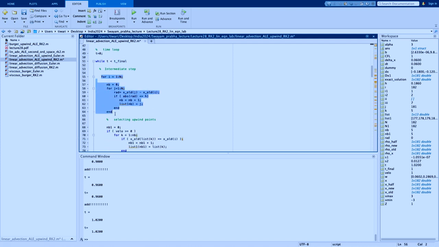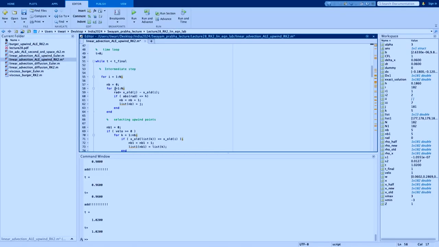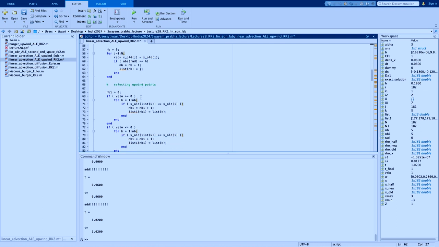So now I compute first the first step of the Runge-Kutta method. So I look at the neighbors of the old position here, and after finding the neighbors, I do again the upwinding selection, because this is a hyperbolic equation. We need to do the upwinding. Whether you increase your time integration order, it doesn't help, because the space derivative depends upon the upwinding information.